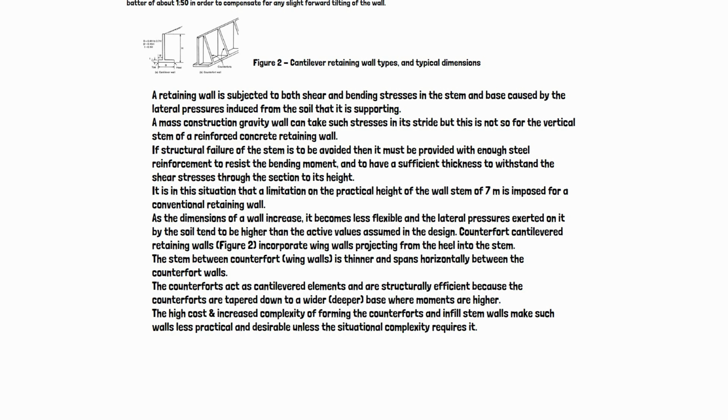It is in this situation that a limitation on the practical height of the wall stem of 7 meters is imposed for a conventional retaining wall. As the dimensions of a wall increase, it becomes less flexible and the lateral pressure exerted on it by the soil tends to be higher than the active value assumed in the design.